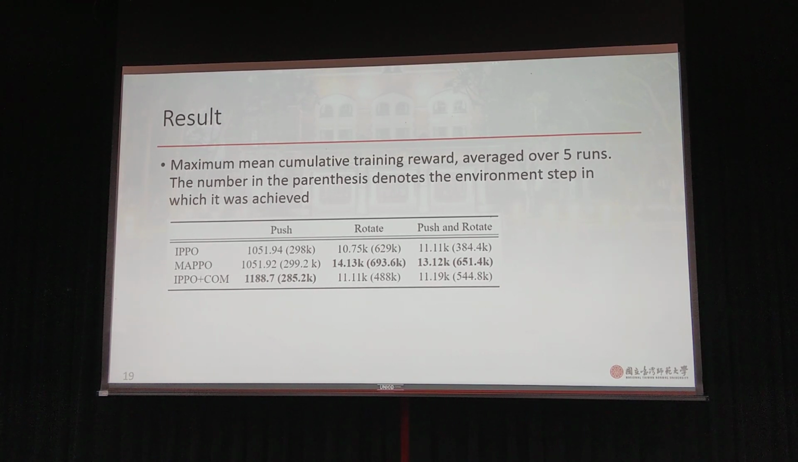The maximum mean cumulative training reward occurs over 5 runs. The number in the parenthesis is the step at which the highest was achieved. In here, the one with communication achieved the highest in the first scenario. For the second one, MIPPO still achieved the highest, and adding the communication is still better than the centralized one. Also, the same with the third scenario.